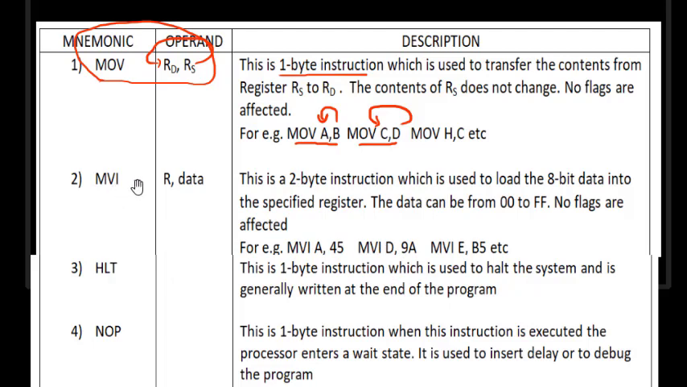Next we see MVI R, data. Data means 8 bit data. MVI means move immediate, and R can be any register. This is a 2 byte instruction. It transfers this particular data byte into the given register. Like here we have MVI A, 45, so 45 gets stored in register A. Then MVI D, 9A, so 9A gets stored in register D, and so on.